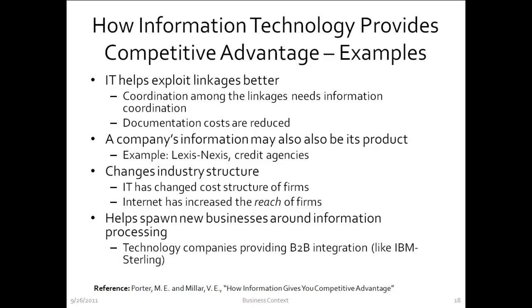Next, IT can change the industry structure. So for example, through the use of IT and automation, IT can change the cost structure of firms. So all of a sudden, a firm has a significantly lower cost in producing some kind of product, and thereby it has a competitive advantage. And if you think about it, the internet has increased the reach of firms. Firms that could only sell in their local market because they could only advertise in the local market, it was too costly to advertise, say, nationally or make yourself known nationally. All of a sudden, through the internet, they can advertise and make themselves known and make their products and services available nationally.